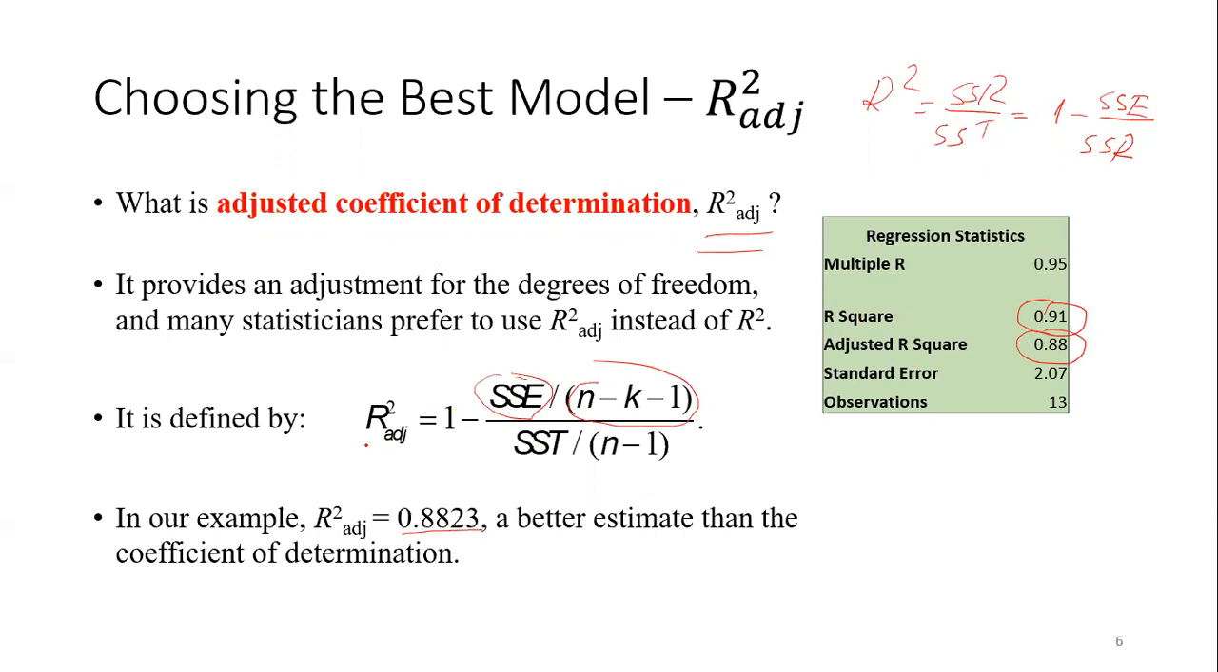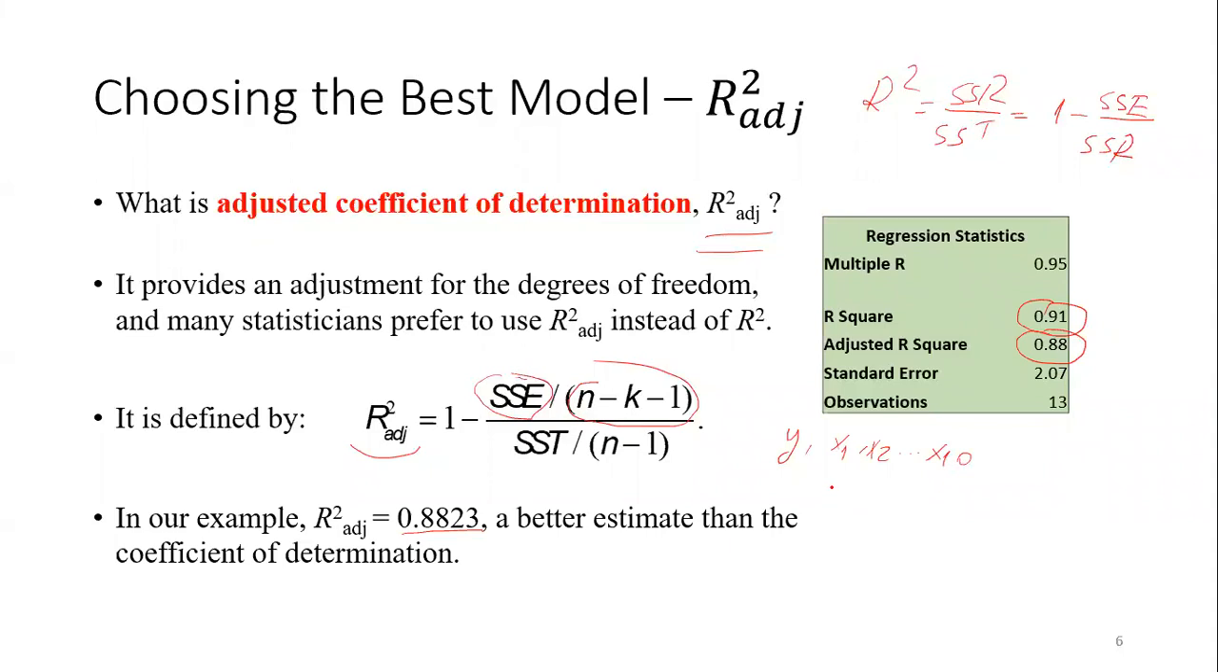Well, generally, R square adjusted is a better estimate than the coefficient of determination. So why? Because, assume that you are making a regression of y versus, let's say, many x variables, x1, x2, dot, dot, dot, x10.